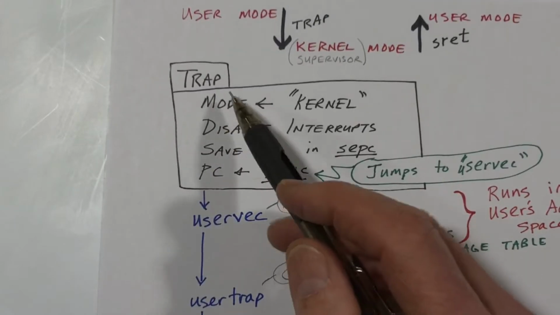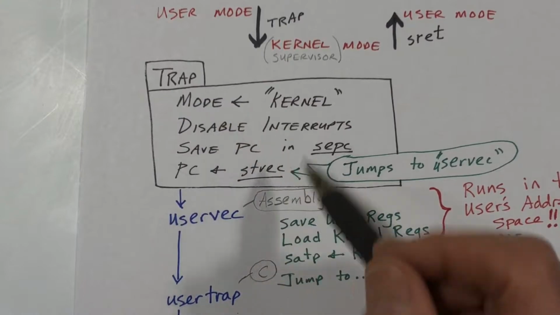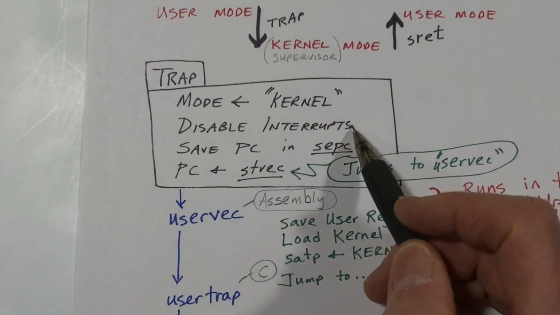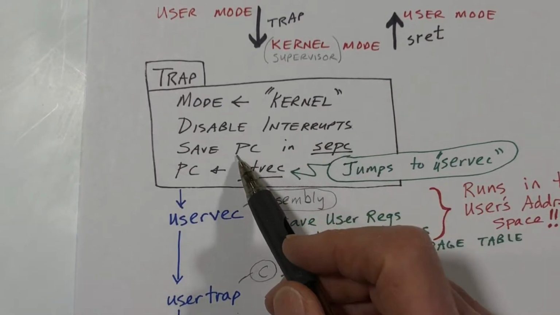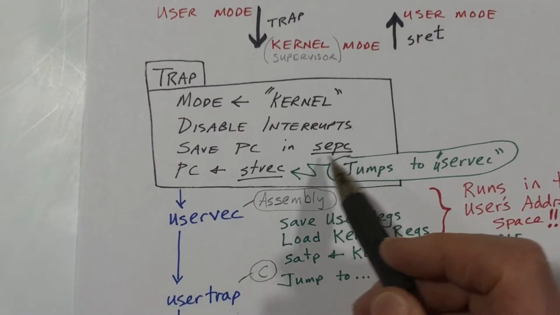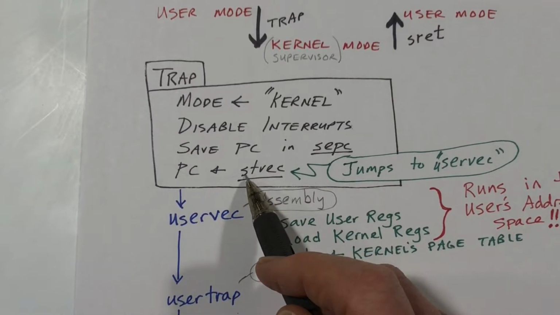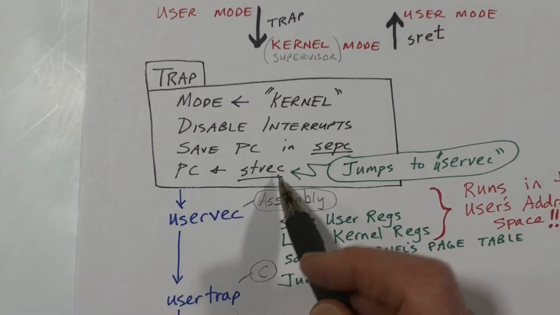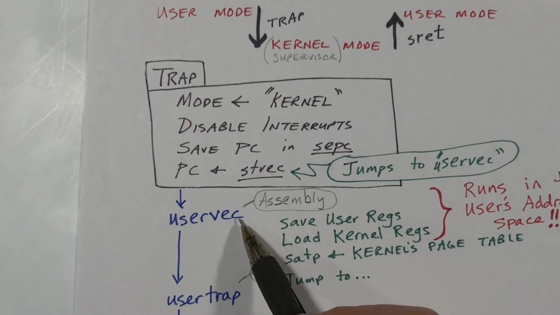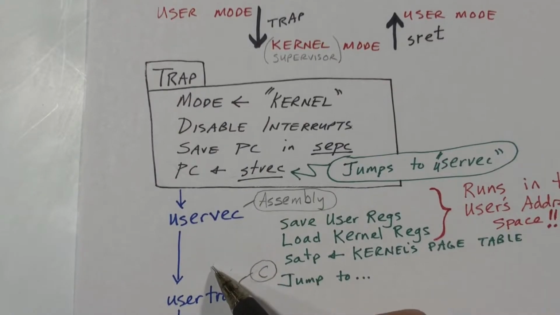And so the trap will be handled in hardware. And what will it do? Well, the core will switch into kernel mode, or supervisor mode, if you will. It will disable interrupts. It will save the program counter in a control and status register called SEPC. And then it will load the program counter from another CSR called STVEC. This register will contain the address of the first instruction in this uservec routine. And so effectively this is a jump to the uservec routine.